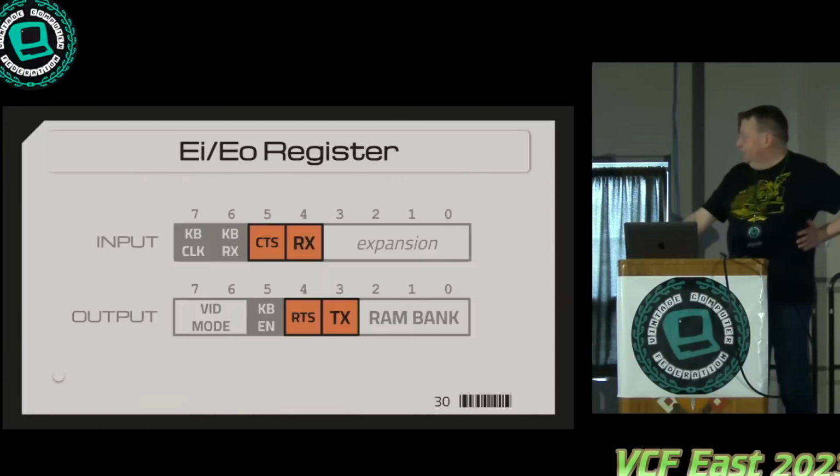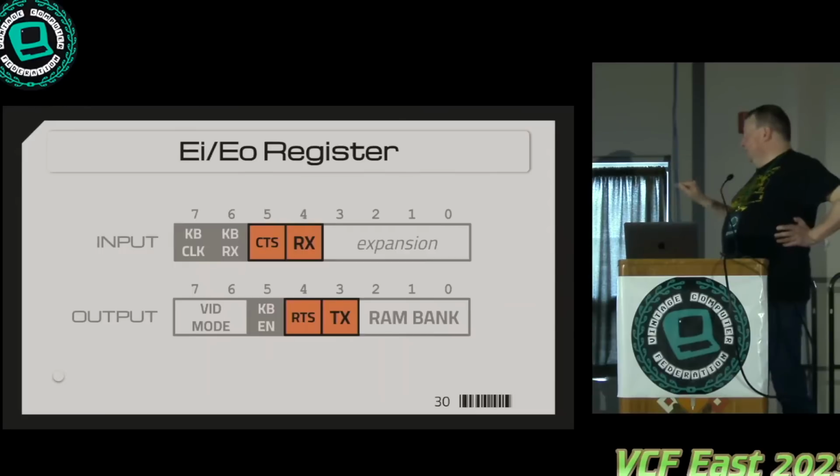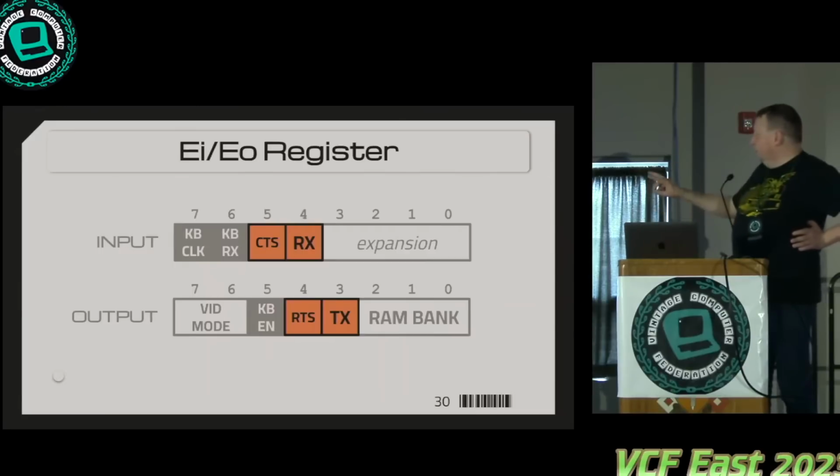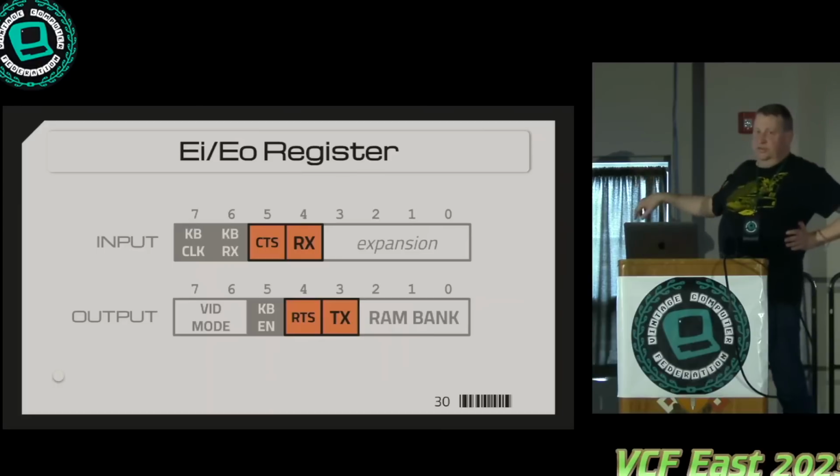And that's where those live. This is what the EI and EO register looks like. So there's 2 bits for the keyboard, 2 bits for RTS, CTS flow control. So it only needs 4 bits on input. On the output, there's 3 bits that are used for the actual select between 8 banks of RAM.